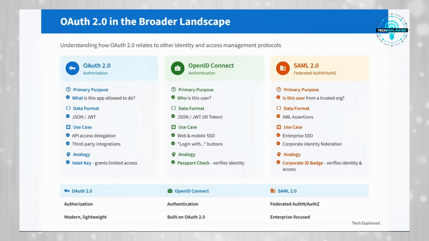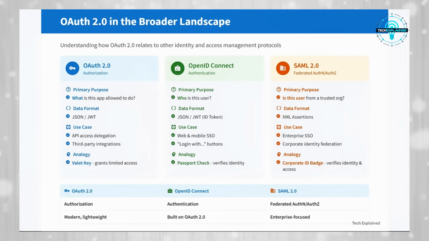solve fundamentally different problems. OAuth 2.0, as we've established, is an authorization framework. Its core question is, what is this application allowed to do on my behalf? It's designed for delegated access control, particularly for APIs. It's a modern, lightweight protocol that typically uses JSON for its data structures and communicates over standard HTTP-based APIs. Its sweet spot is securing API access between applications, enabling social media integrations, and powering "connect my account to..." etc.